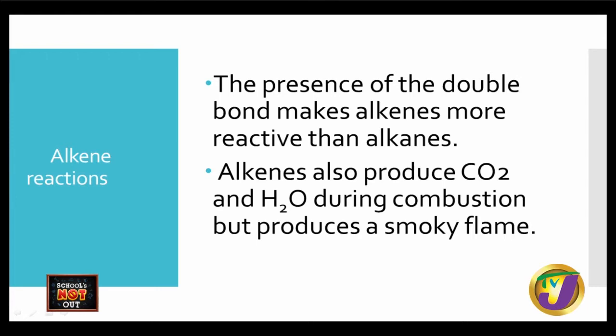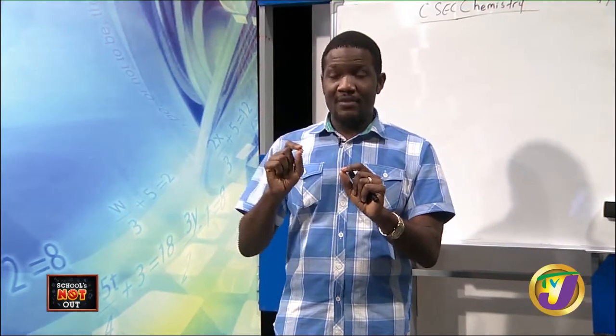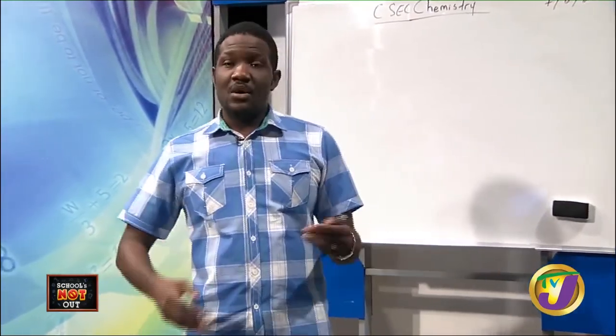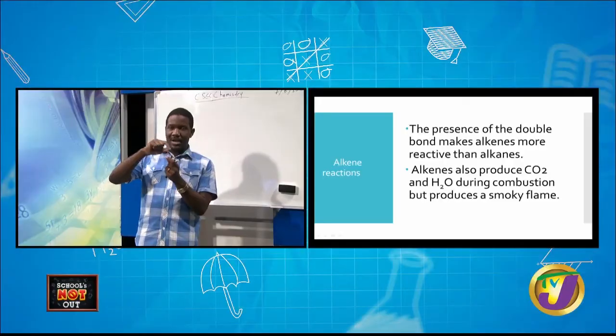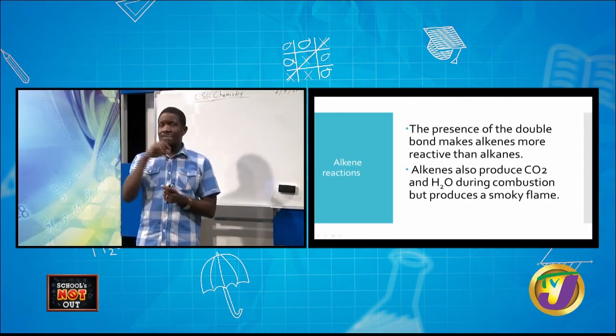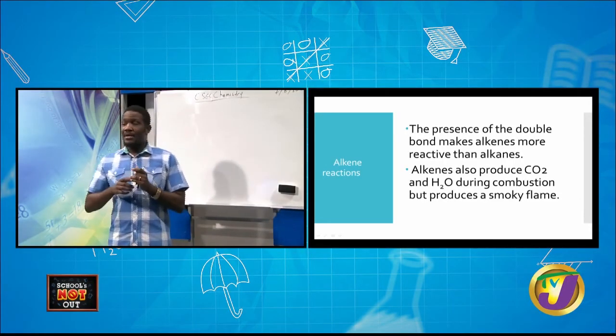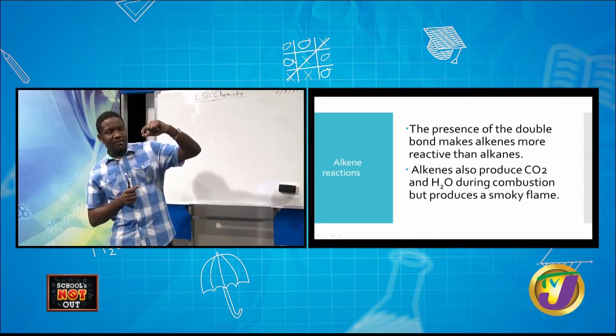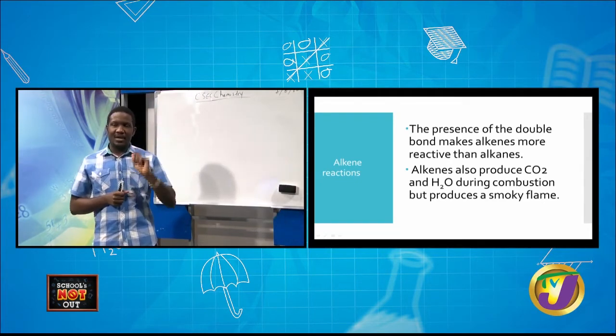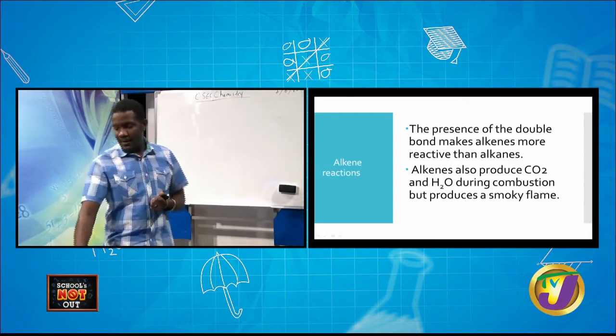Alkenes also produce carbon dioxide and water during combustion, but this time it produces a smoky flame. Alkanes, the ones with an A, when they are burnt, produce a nice blue flame, while with alkenes, when they burn, you tend to see a little black smoke coming off of it. If you think about your candles, when you light them, sometimes you see some black wisp coming off of it, because alkenes are inside of those.